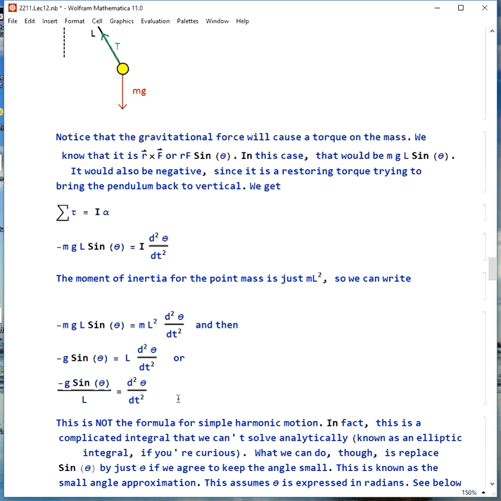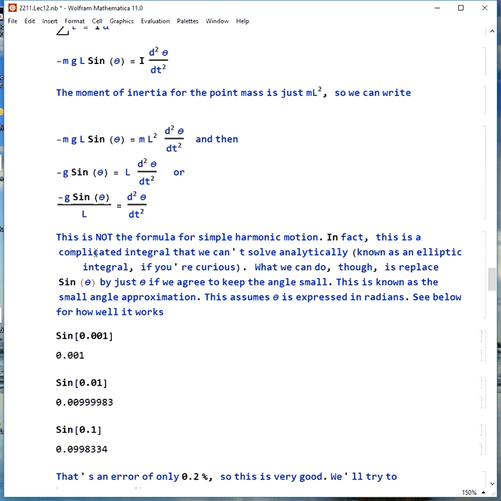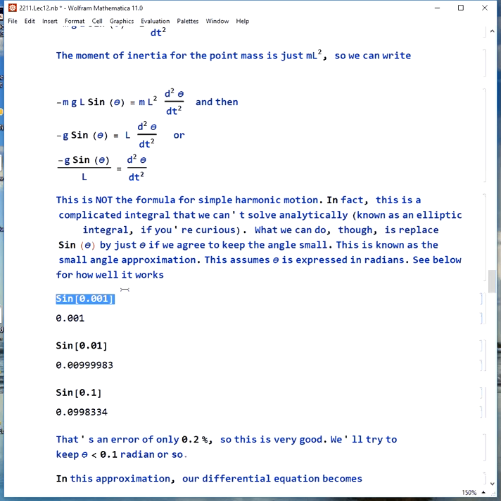It turns out, though, if we keep the angle small, that sine theta and theta are almost exactly the same thing. This is called the small angle approximation. It only works if you're using radians. But you can see below, if we take the sine of 0.001, we get 0.001. The sine of 0.01 is still very, very close to 0.01. And even at 0.1 radians, that sine is less than 0.2% away from theta equals sine of theta.